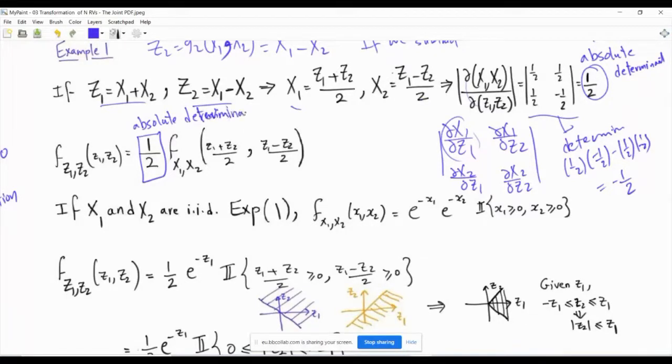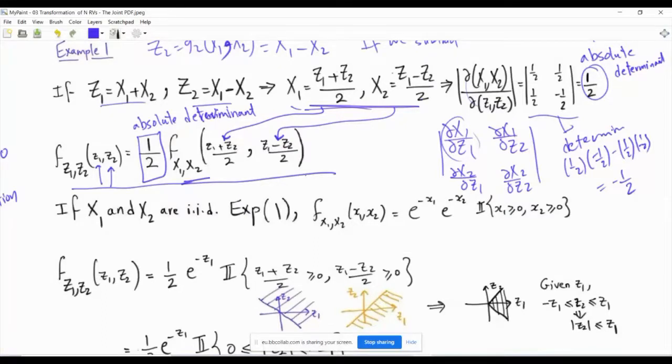And then what we need to do is to use the joint PDF of x1 and x2 and write it in terms of the solution. What are the x1 and x2 that give you a particular small z1 and small z2? And this can be seen directly from here. Given small z1 and small z2, x1 will be the sum over 2, their average, and x2 will be the difference divided by 2. And so this is the general result.